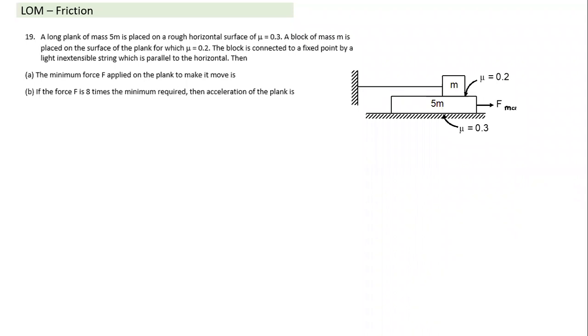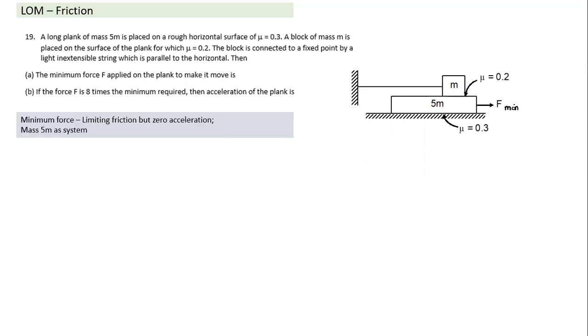The moment the word minimum comes, it means the friction which is acting has already reached its maximum limit. The friction is equal to maximum friction force, yet the acceleration is 0. So which body will we take here? All we need to do here is choose which body to take as the system. That's the first thing we need to think. And the second thing we need to think about is where all the friction will act and in which direction. So, minimum force: limiting friction, but 0 acceleration.